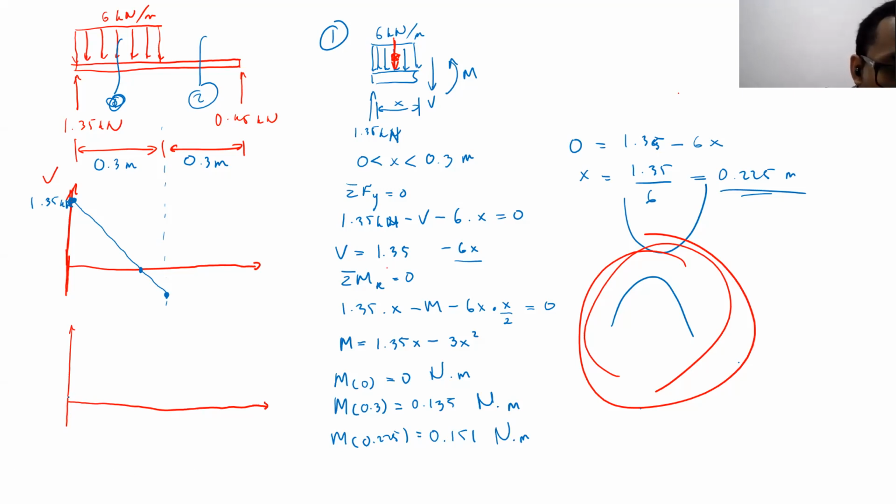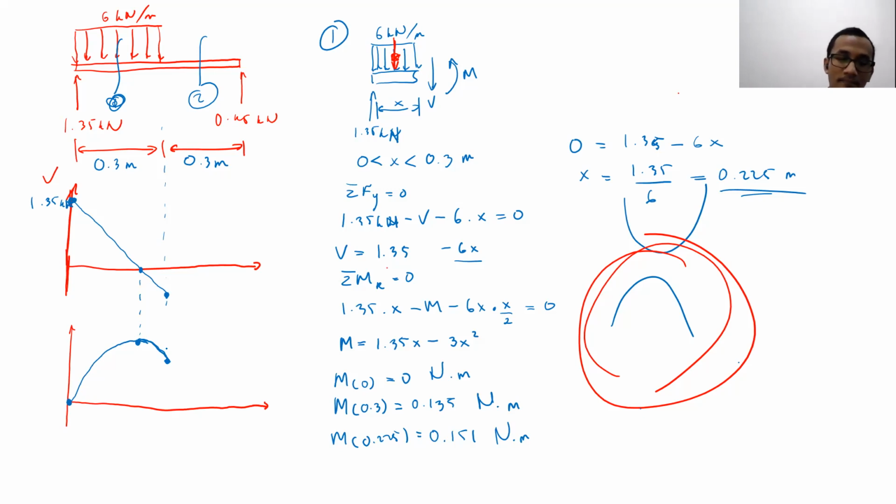So the value here will be 0. Okay. Then at the end it will be 0.135. So roughly here. Okay. And at the peak, it will reach 0.151, like that. So later your graph will be like this. Something like that. You get it?